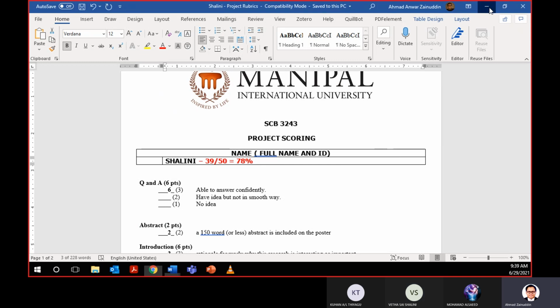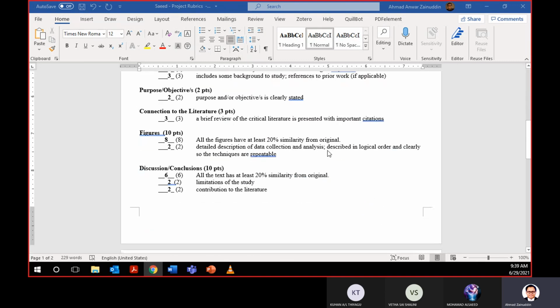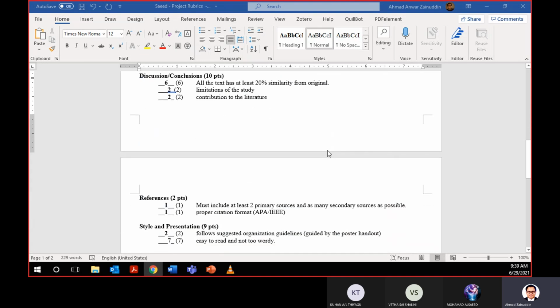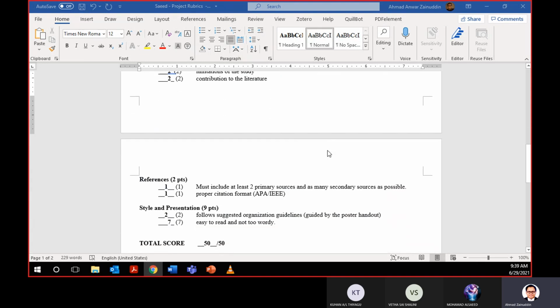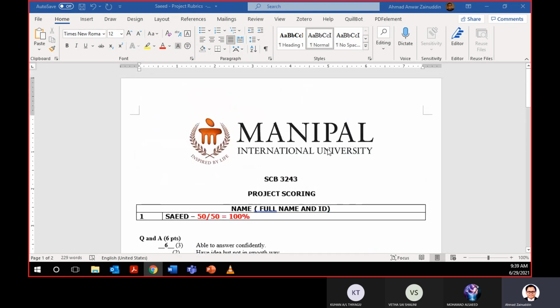So the final one is Saeed, full mark. As you can see how he presented, maybe I can share his paper with you, how he wrote the paper. So for full mark, this is what I wanted for this presentation. Later I will share all the information related to Saeed. Very good one. Is it okay, Saeed? You want more? Okay, sir. Okay, no problem. All right.